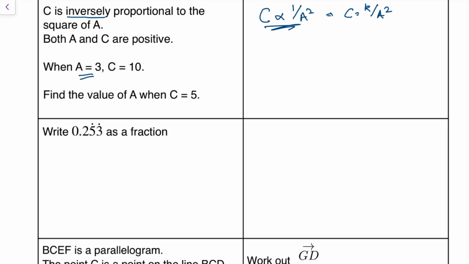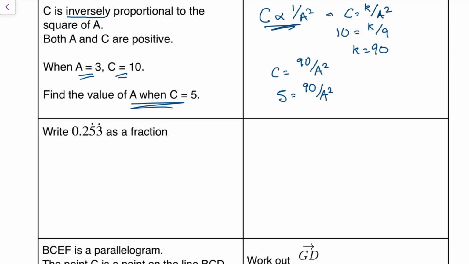And then it tells me that A is 3, C is 10. So in other words, 10 is equal to K over A squared, which is 9, which means that K is equal to 90, which means I now have an equation linking C and A, that C is equal to 90 over A squared. And then it wants me to find the value of A when C is 5. So now I know that 5 is equal to 90 over A squared, which means that A squared is equal to 90 over 5, which is equal to 18. And then that's A squared, so therefore A equals the square root of 18.